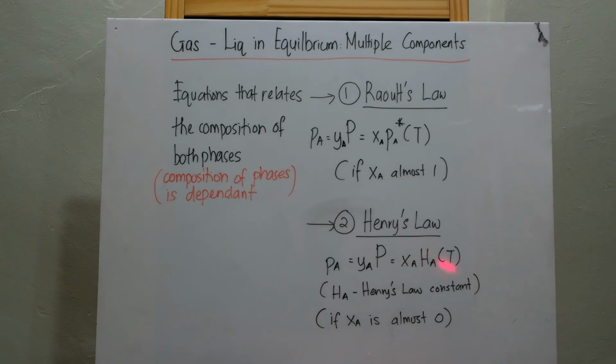Okay? So let's recap the importance of these two laws. These two laws relate the composition of both phases. So if we know the composition of one phase, and these two phases are in equilibrium, we can determine the composition in the other phase, and vice versa. That is the importance of these two laws. And these two laws are now for multiple components. I'm going to show you how we use Raoult's law for multiple components to solve for the composition in one of the phases.